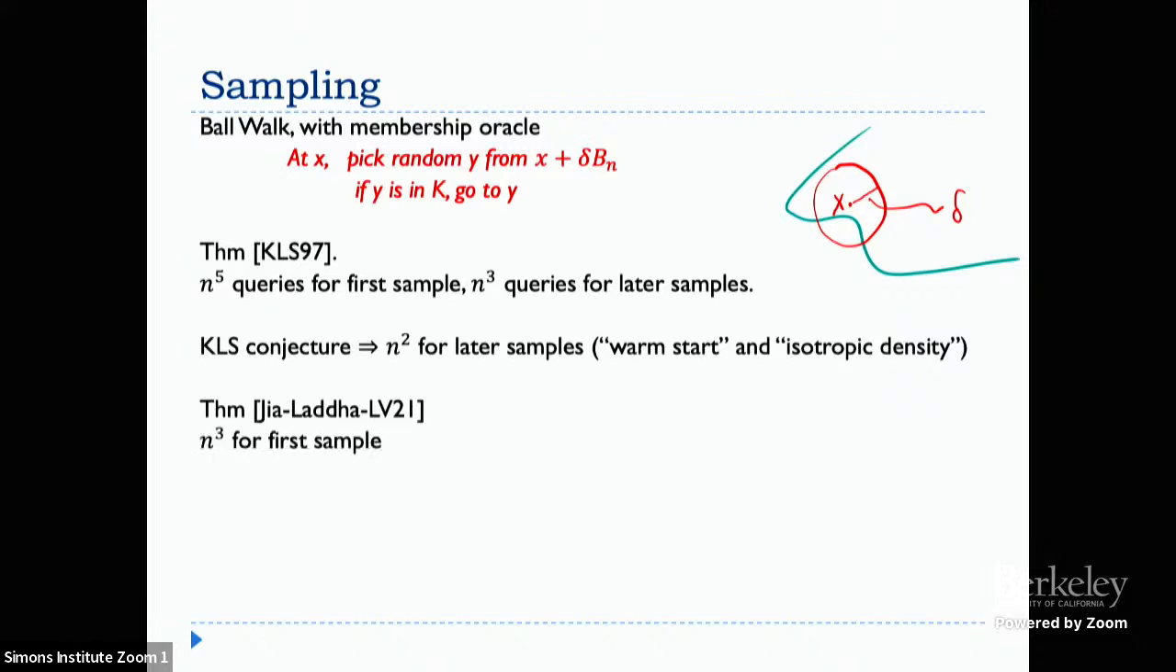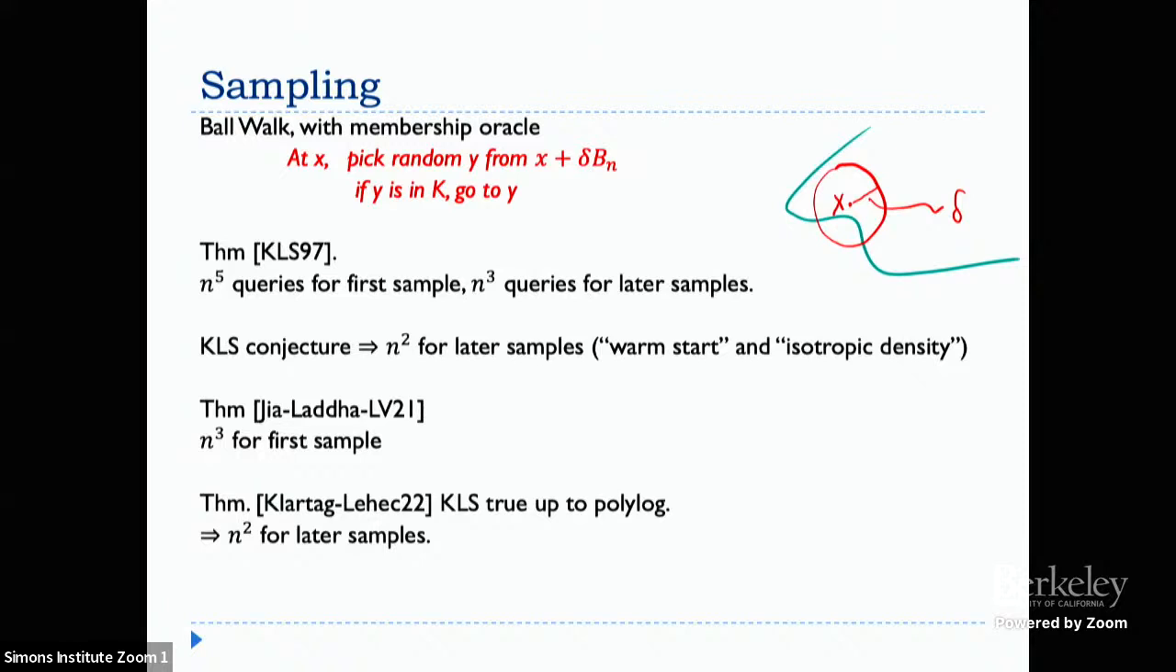Okay, that was in 97. Just last year, we were able to improve this to n cubed for the first sample. And as of last month, it turns out that the KLS conjecture is true up to log n to the 5. And this implies it's n squared times log to the 10 n for later samples. I'm ignoring all log factors unless they depend on other parameters here. So up to logs, which at this point maybe are not important, it's n squared for later samples.